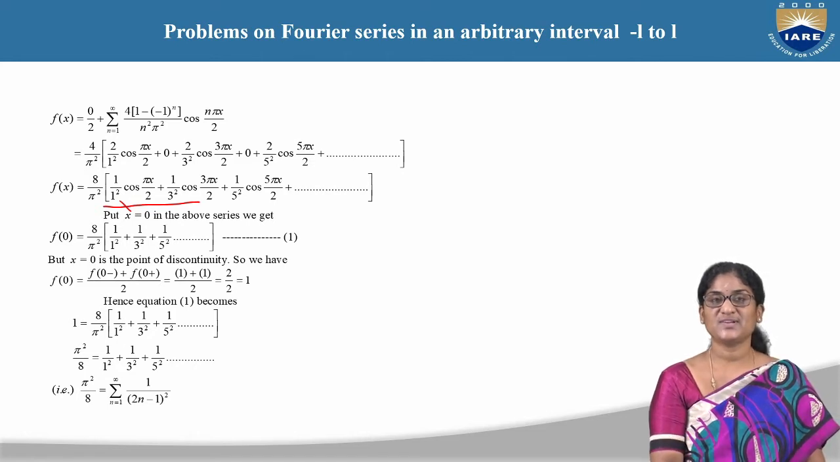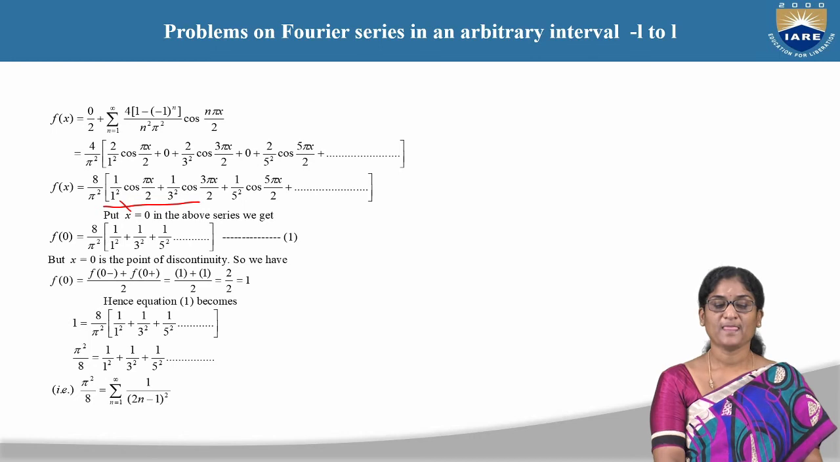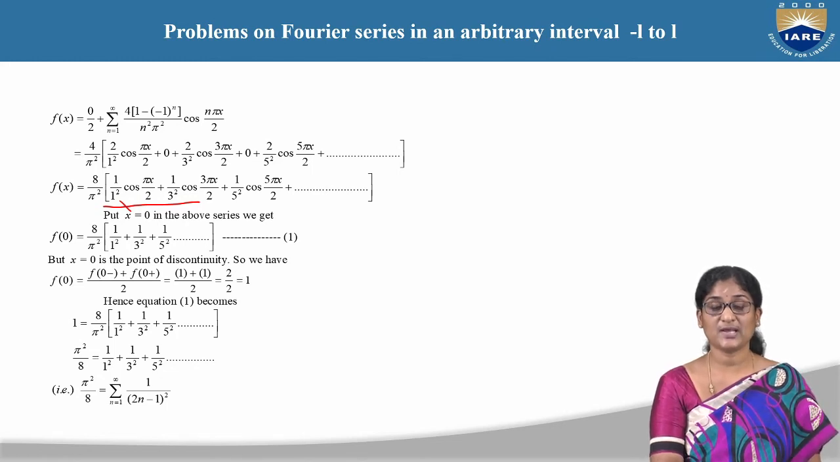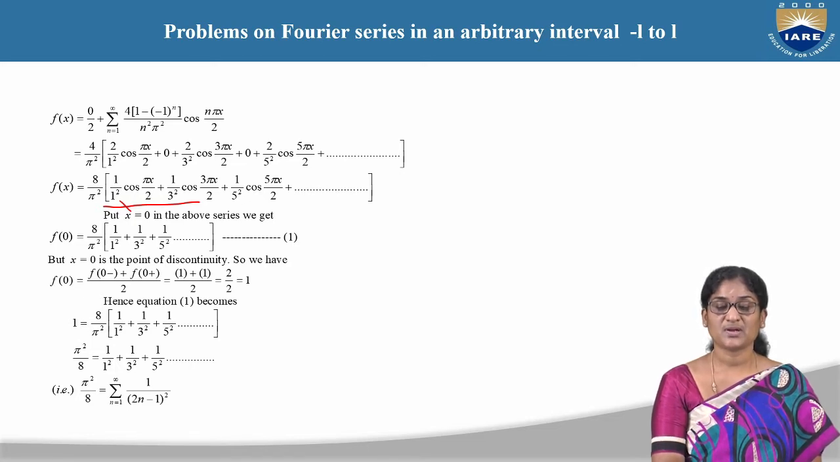So for deduction, we will substitute x is equal to 0. If x is equal to 0, f of 0 is equal to 8 by pi square, 1 by 1 square plus 1 by 3 square plus 1 by 5 square, and so on. But if x is equal to 0, the point of discontinuity is there. So we shall have f of 0 value we need to find out. That is f of 0 minus plus f of 0 plus by 2, which comes out to be 1.